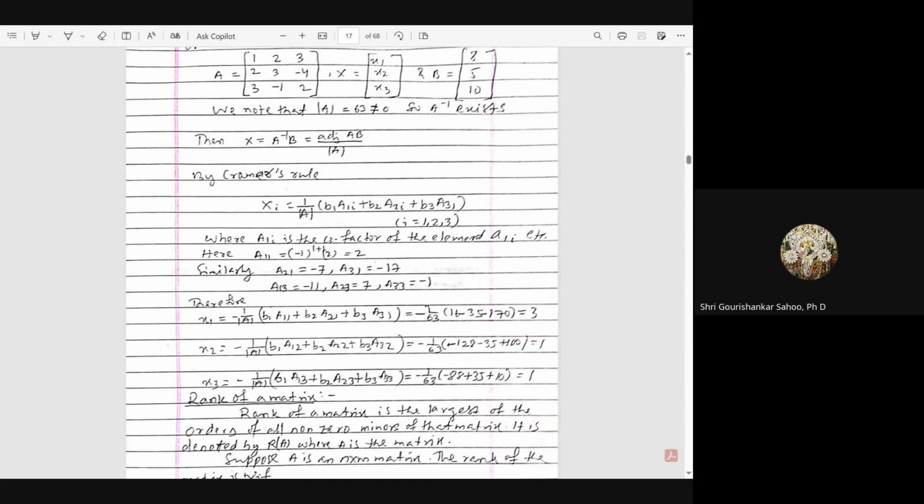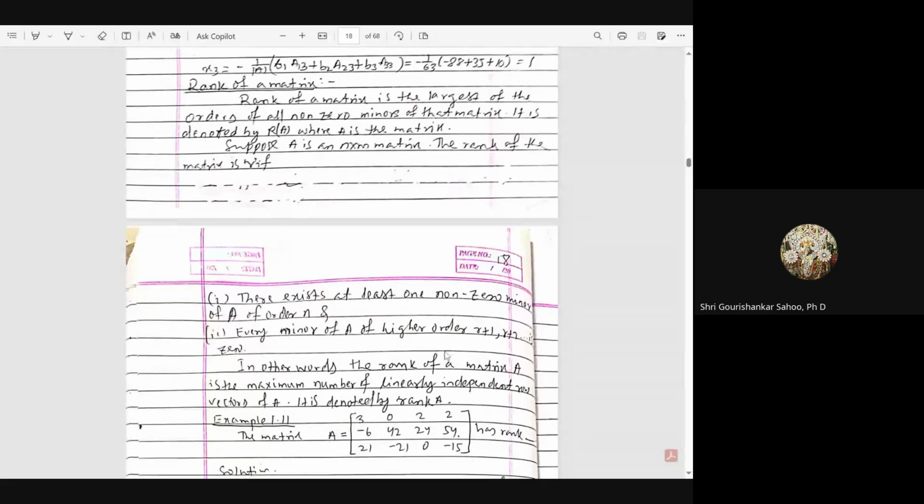So your x1 is equal to 1 by the determinant of A multiplied by B1 A11 plus B2 A21 plus B3 A31. So if you put in the values, that is 16 minus 35 minus 170, you will have 1 by 63 multiplied by 16 minus 35 minus 170, which is equal to 3. So x1 is equal to 3. Similarly, x2 will be 1 and x3 will be 1. Similarly, you can solve the equations and get the unknowns in the equation, that is x1, x2 and x3.